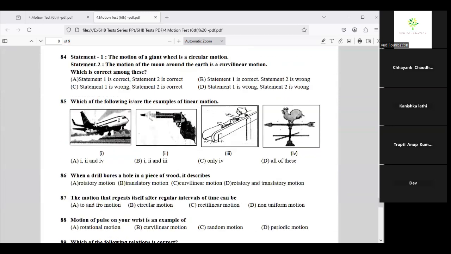Option B is correct. 85. Which of the following are examples of linear motion? Motion of aeroplane is linear motion. The correct answer of 85 is B. Motion of aeroplane, linear motion.